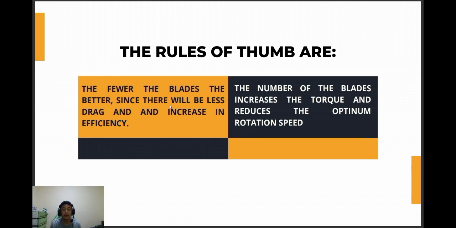Next is the number of blades increases the torque and reduces the optimum rotation speed. So, kapag daw madami yung blades, pag dumadami yung blades natin, nagiging malakas siya, pero yung pag-rotate niya is bumabagal. So, yun lang yung ibig sabihin nito, na kapag madami yung blade, mas mabagal yung pag-ikot ng blade. Okay?